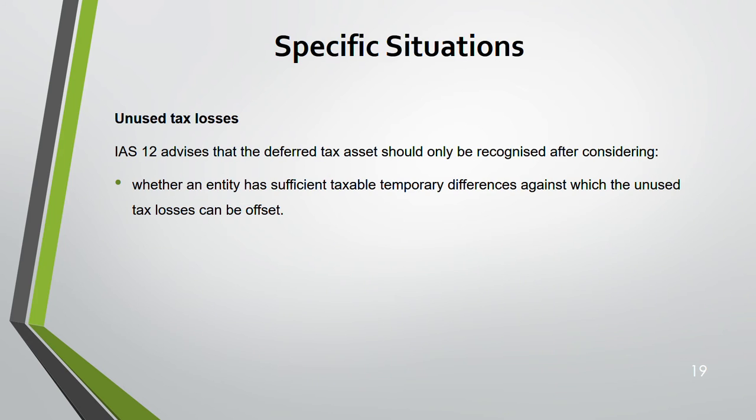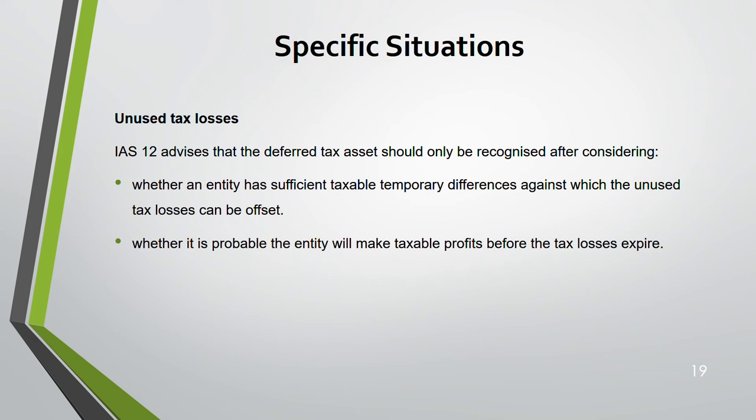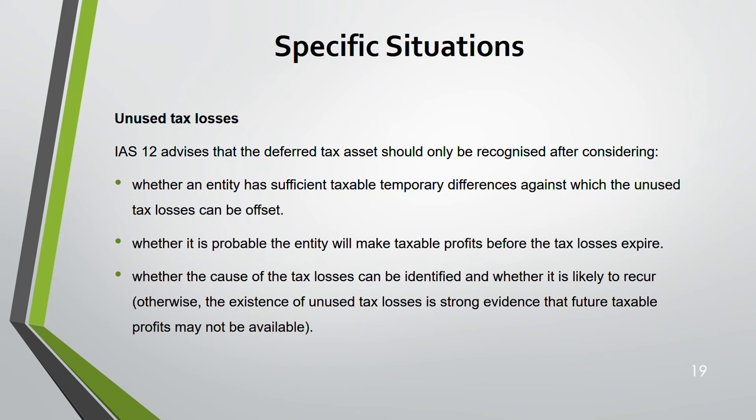Number one, whether sufficient taxable temporary difference is there in the future, against which you can utilize your tax losses. Second, whether it is probable that the entity will make taxable profit before the tax losses expire. Sometimes you cannot carry forward your tax losses forever. Maybe for 2 or 3 years you can carry forward. So within that time period, do you have any taxable profit? If yes, go ahead and recognize. If no, you can't recognize. Third, whether the cause of tax losses can be identified and whether it is likely to recur.